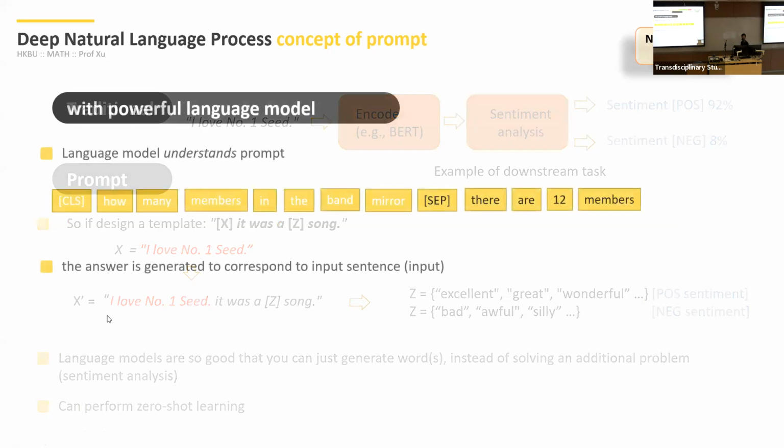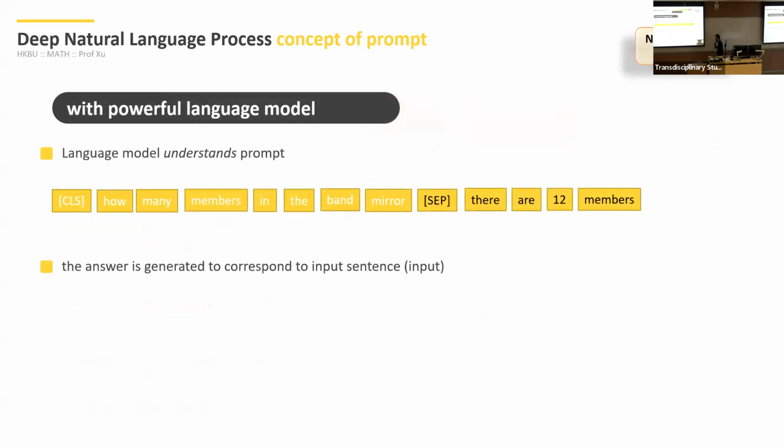Now here comes the case of GPT. It tried to do the same thing for question and answer. Now the input sentence is "How many members are in the band Mirror?" And if you can generate probabilistically what the next set of words are, you are actually going to get the answer. The machine is so clever that it understands the input sentence is the appropriate prompt, such that the rest of the generated sentence forms the answer corresponding to your question. Does that make sense?